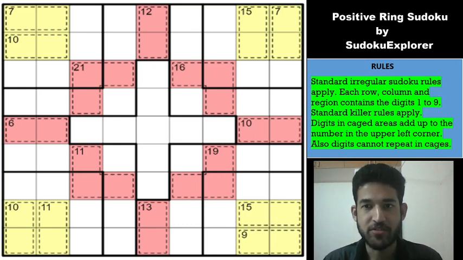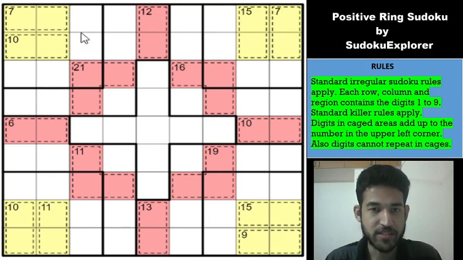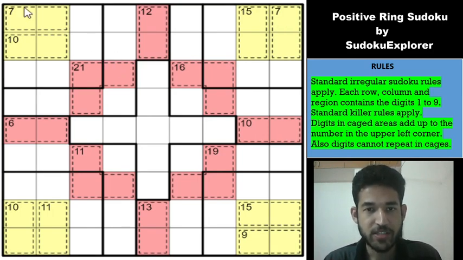So let us start the Sudoku, and the rules are irregular Sudoku rules apply. That is, each row, each column and each irregular region. You can see that the regions are not 3 by 3 here, but rather irregular in shapes, and they are all 9 in size. So which means that each irregular region will also contain digits from 1 to 9.